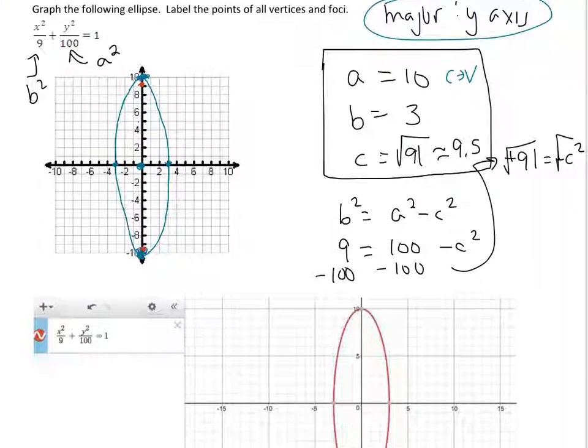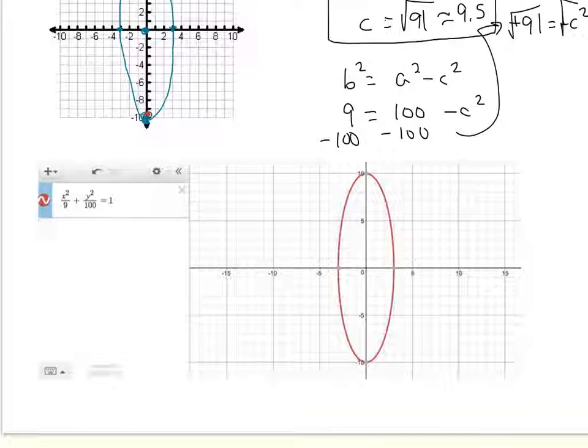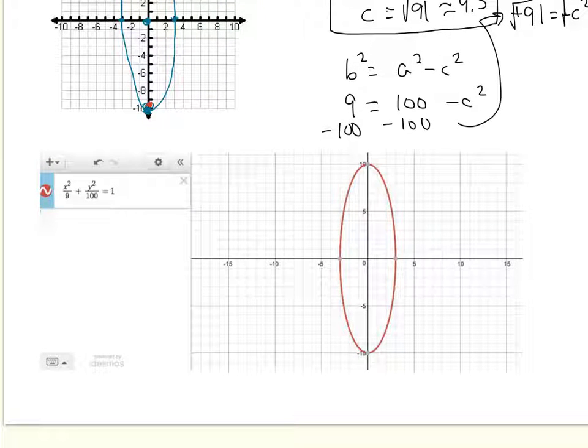So if we look at the bottom one here, here is our ellipse graphed on Desmos. Looks the exact same. Here is our 10, our negative 10. Here is our 3 and our negative 3. And it's obviously taller going up and down versus left and right.